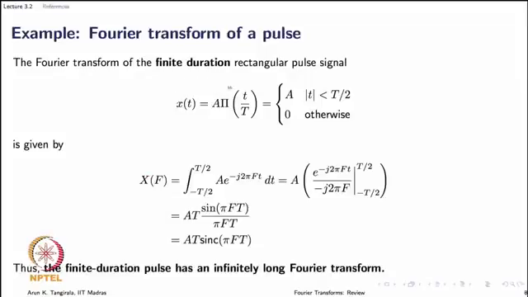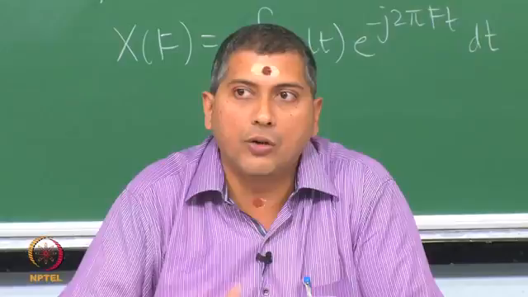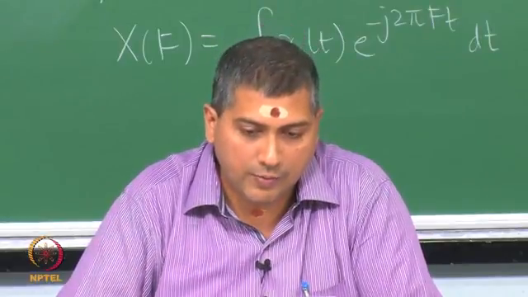Here I have taken a finite duration rectangular pulse signal. Because it is a finite duration signal, it will have finite 1 norm, it will have finite energy, because amplitude is also bounded, as you can see here. Therefore, a Fourier transform exists. That is something that you should ensure even before you compute the Fourier transform.